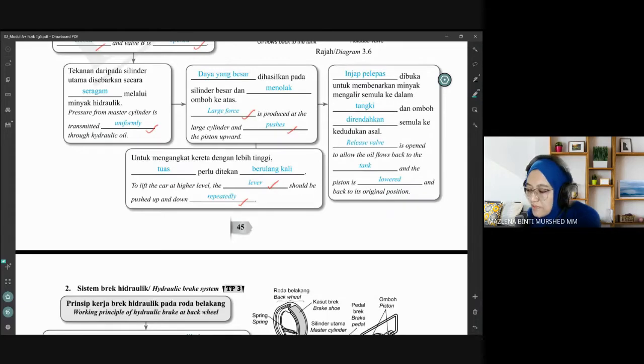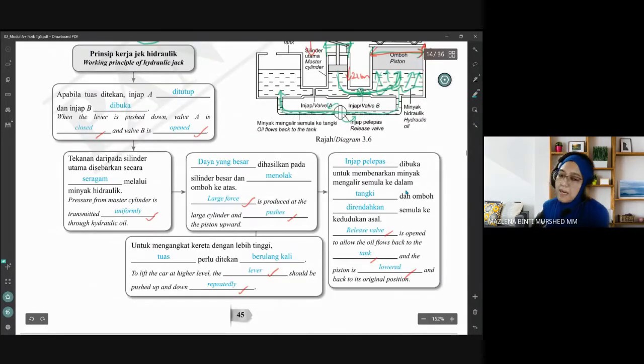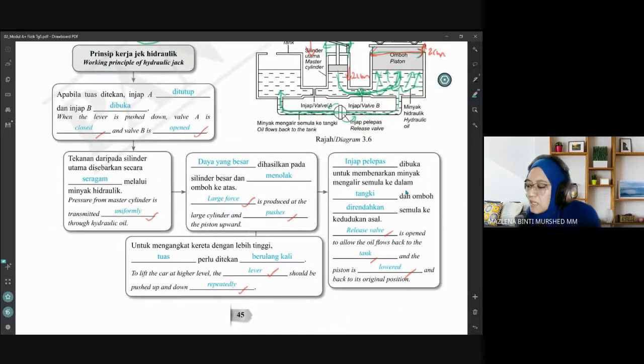So we have to open the release valve to allow the oil to flow back to the tank and the piston is lowered and back to its original position. Sebab tu pentingnya ada release valve. But what happens if ada bocor di kawasan ni, ada bocor di this tube. Ada kebocoran. So apa berlaku? Minyak tak naik.